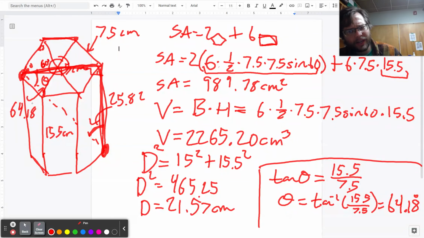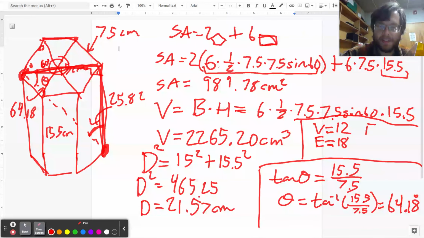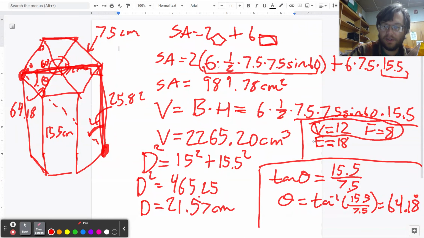That's about all that I can think of we would possibly want to calculate about this hexagonal prism. I guess I could tell you how many vertices, edges, and faces there are. Why don't we do that just to finish out for sake of completeness? The vertices is 12, 6 on top, 6 on bottom. The edges is 18, and the faces are 8. And remember that our vertices plus our faces is always 2 more than our edges.